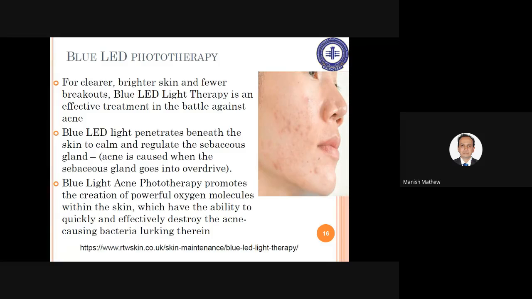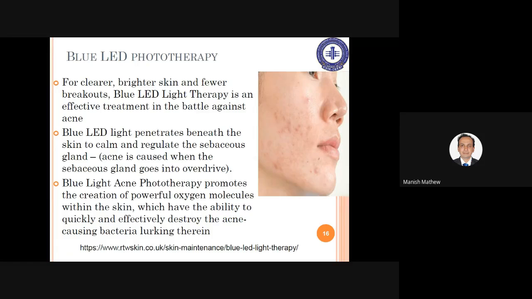Now there are a lot of pharmaceutical companies. They have a very big market in that, and they use a lot of creams to treat this acne. They are even using chemicals also, so that might be harmful.